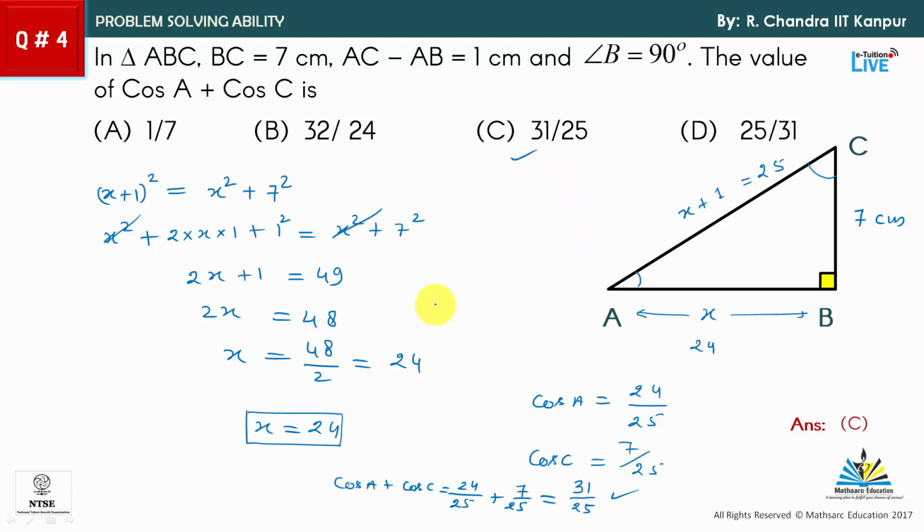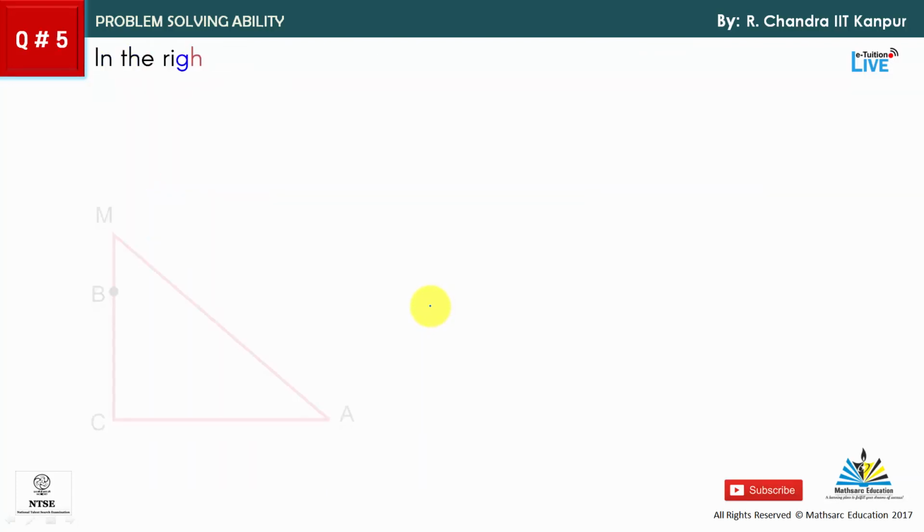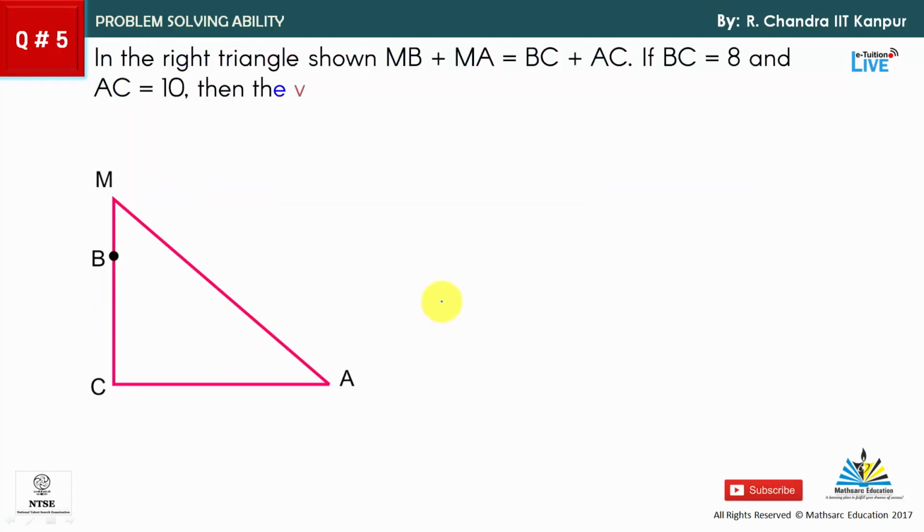Let's move on to another question. Question number 5. In the right angle triangle shown, MB plus MA is equal to BC plus AC. If BC is equal to 8 and AC is equal to 10, then the value of MB is. Now it is given that BC length is 8. This length is 8. It is given. And AC length is 10. So this is 10 units.